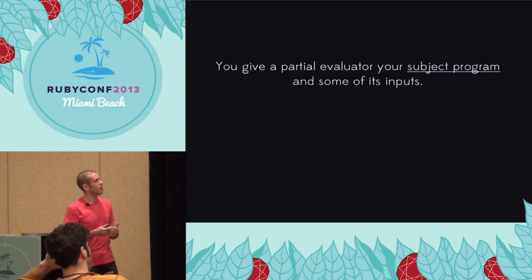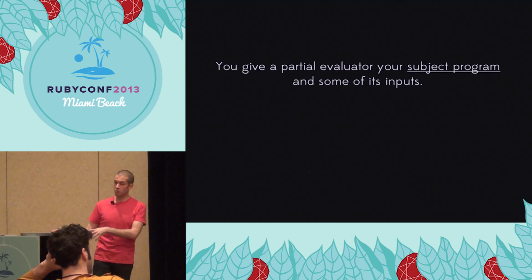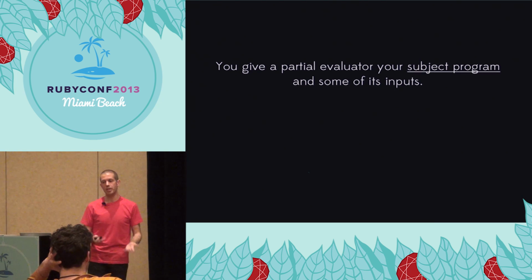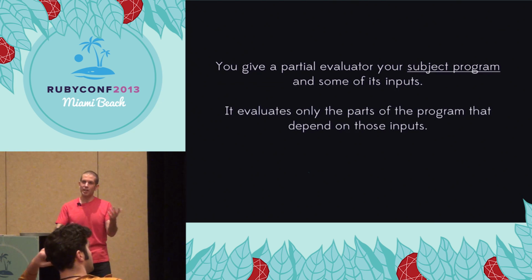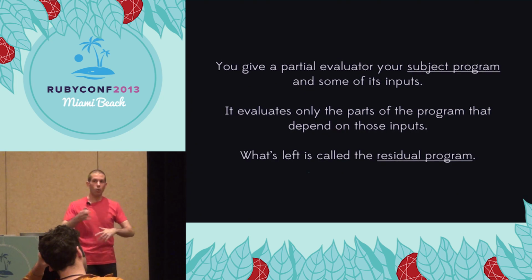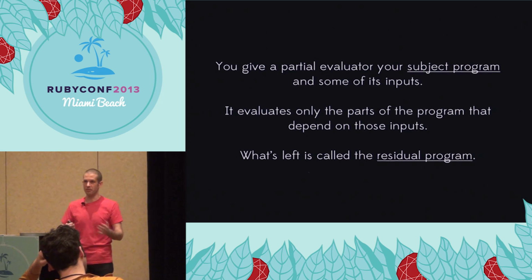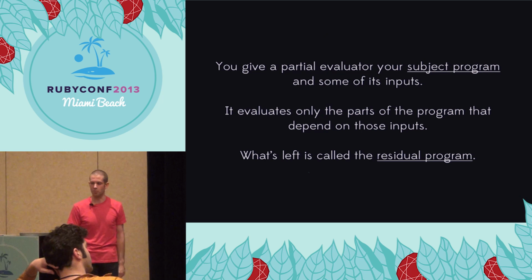So what that means is, you give a partial evaluator your subject program, the program you want it to partially evaluate, and you give it some of the inputs for that program, and it evaluates only the parts of the program that depend on the inputs that you've provided, and then whatever's left afterwards is called the residual program. It's like if you boil a liquid and you get a residue left over, this is the residual program after you've done your partial evaluation.